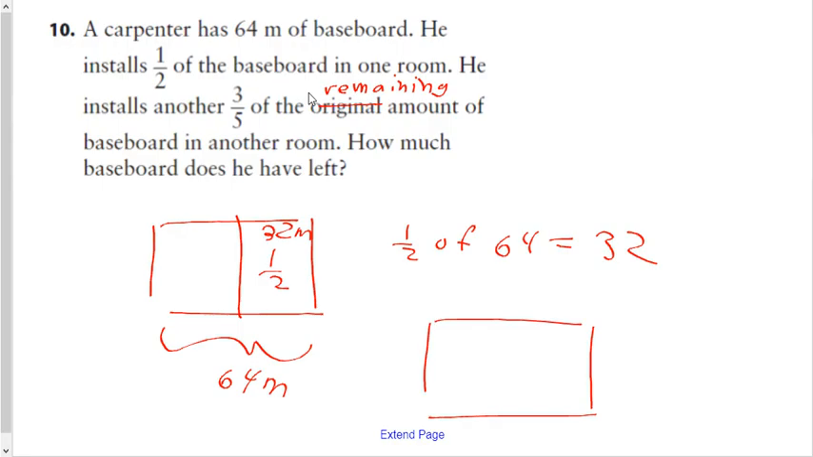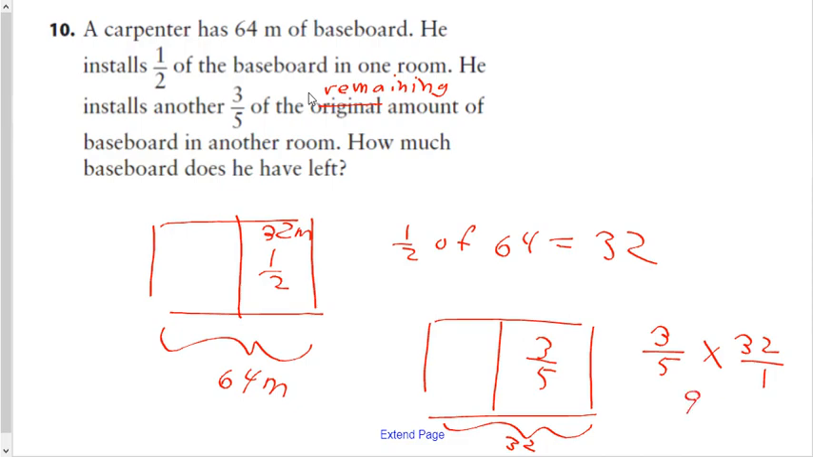New rectangle. This is now no longer 64, this is 32. How much of the remaining baseboard does he install in the other room? He installs 3/5 of it, which if you do it accurately would be less than half. So my last question is, what is 3/5 of 32? Because I want to know how much he installed. I want this to be less than half.